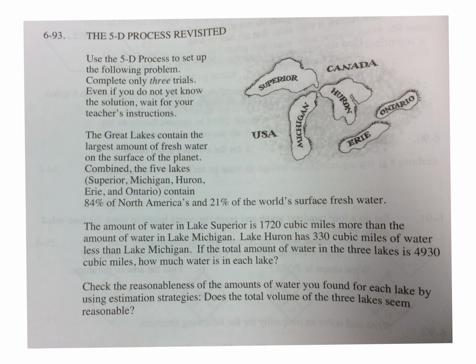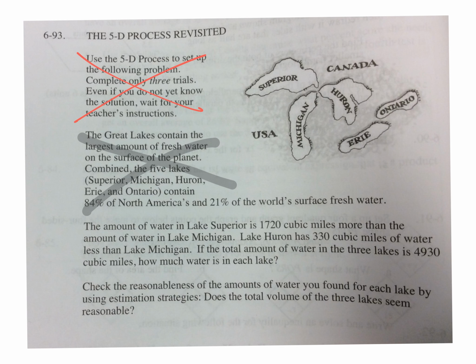All right, it says use the 5D process to set up the following problem. Well, I can tell you now we are not using the 5D process, so I'm crossing that off. I'm going to now read the problem, and I'm going to highlight the important things that I think we're going to need. It says the Great Lakes contain the largest amount of fresh water on the surface of the planet. Combined, the 5 lakes, Lake Superior, Michigan, Huron, Erie, and Ontario, contain 84% of North America's and 21% of the world's fresh water. All of that is fluff. There's no information there. It doesn't give us anything about variables, so we can cross it off.